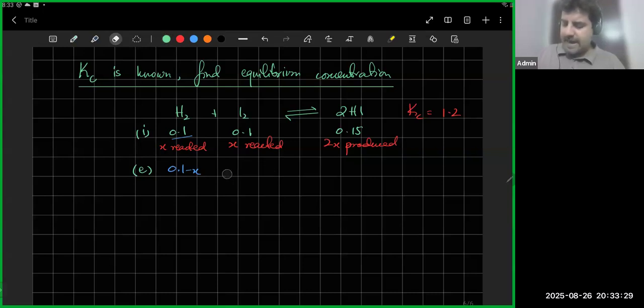So I2 is 0.1 moles and x are reacting, so you're left with 0.1 minus x. On the other side, you have 0.15.